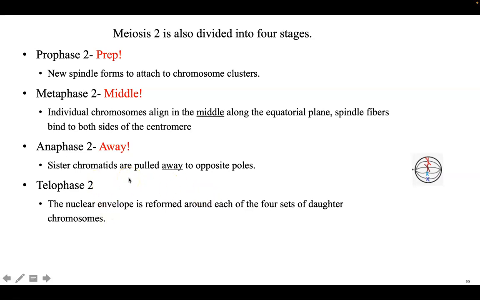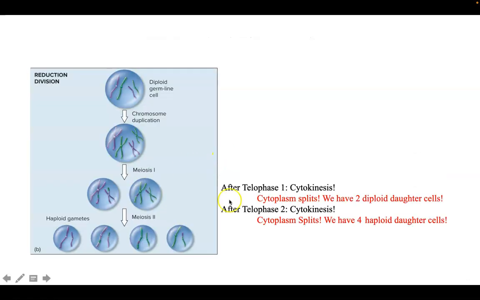The nuclear envelope is reformed around each of the 4 sets of daughter chromosomes. So now we've got a nuclear envelope back. The copies of genetic information are protected inside that nucleus, and cytokinesis can take place for a second time. So here's our second cytokinesis, where these cells have got all the chromosomes to opposite poles, and that cleavage furrow or cell plate has formed, and now we have 4 haploid gametes.